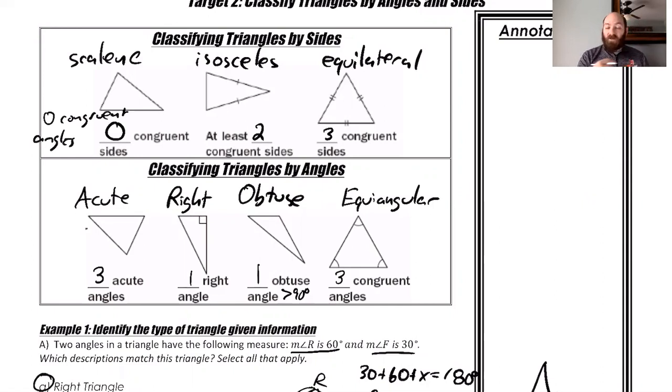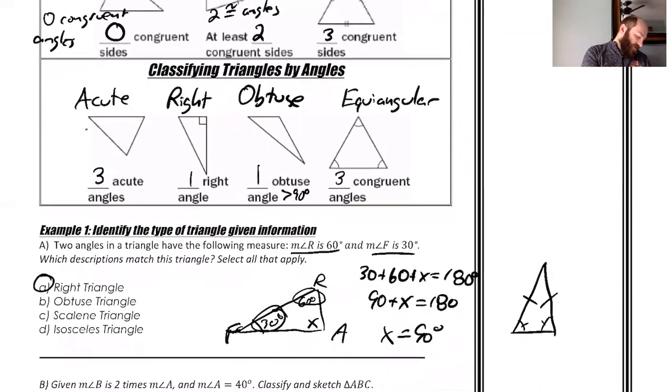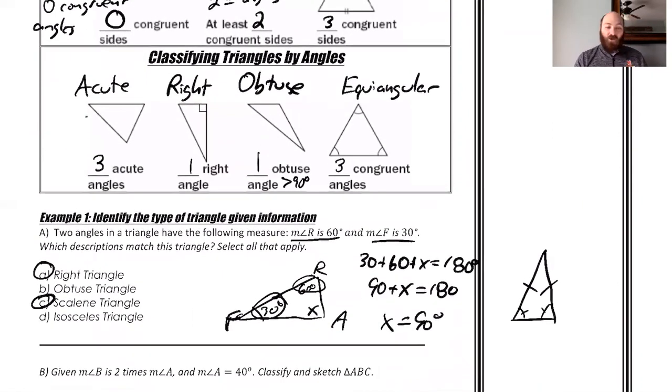Okay. So if you have a scenario where you have three different angles, you know it's also scalene. Same thing with isosceles. If there's at least two congruent sides, there's also two congruent angles. That's just a little bit extra information to help us with our classifications. So I can also choose C here. This is a right scalene triangle.